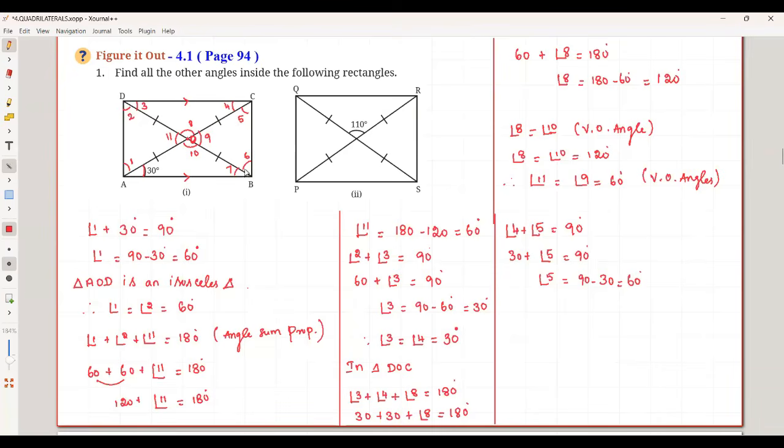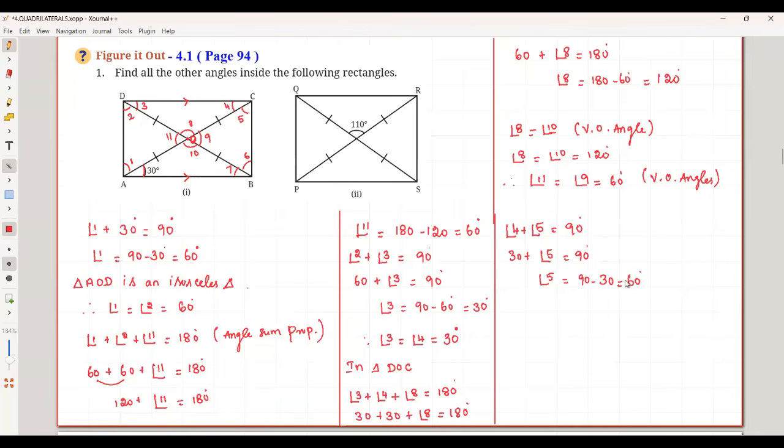We can go with the 90 degree formula, or we can go with alternate interior angles. Here 30 is this one, so angle 4 is also 30 degrees. Now angle 1 is alternate to angle 5. Angle 1 is 60 degrees, so angle 5 will also be 60 degrees. We can write alternate interior angles also. Whatever is convenient, we can go with that.